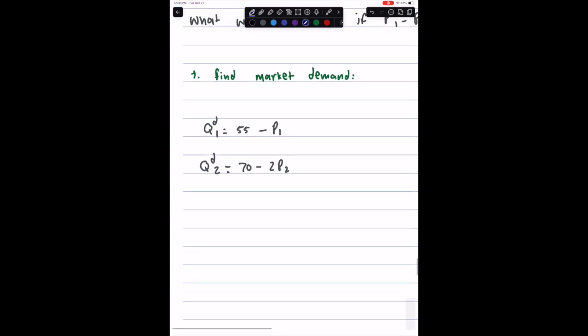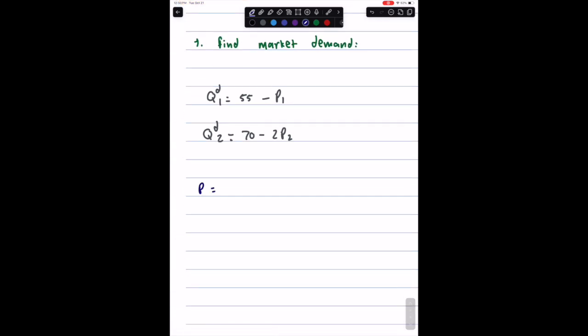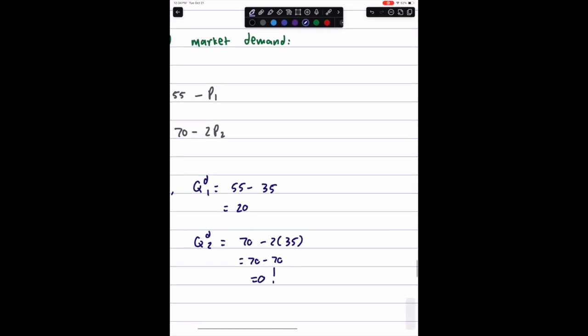We notice if the price of both of them was equal to 35, right? Quantity demanded 1 is going to be equal to 55 minus 35, which is just equal to 20. But quantity demanded 2 is going to be equal to 70 minus 2 times 35, which is equal to 70 minus 70, which is equal to 0.